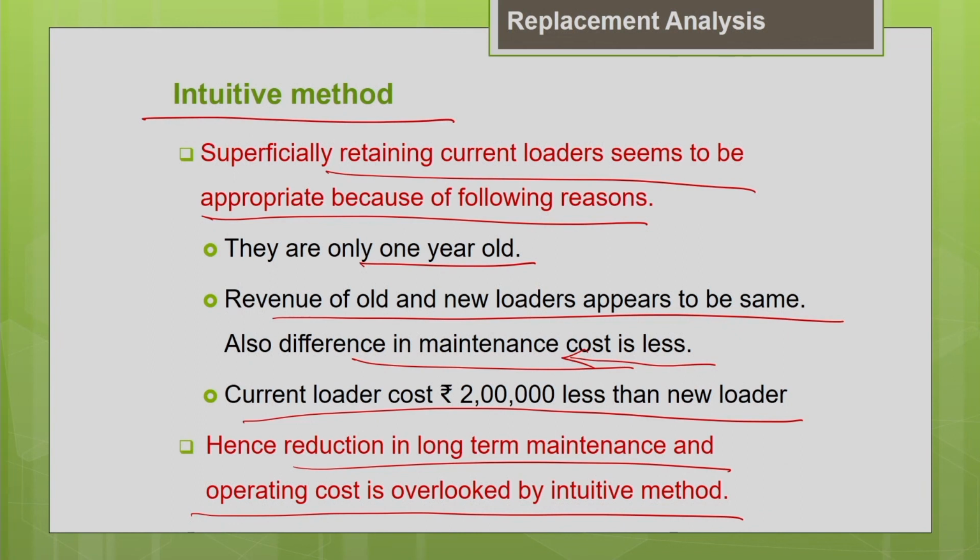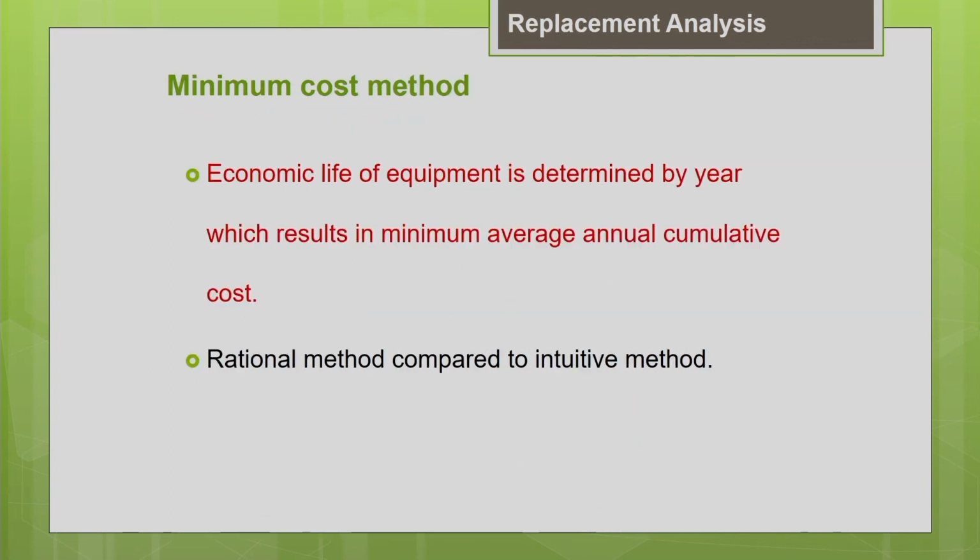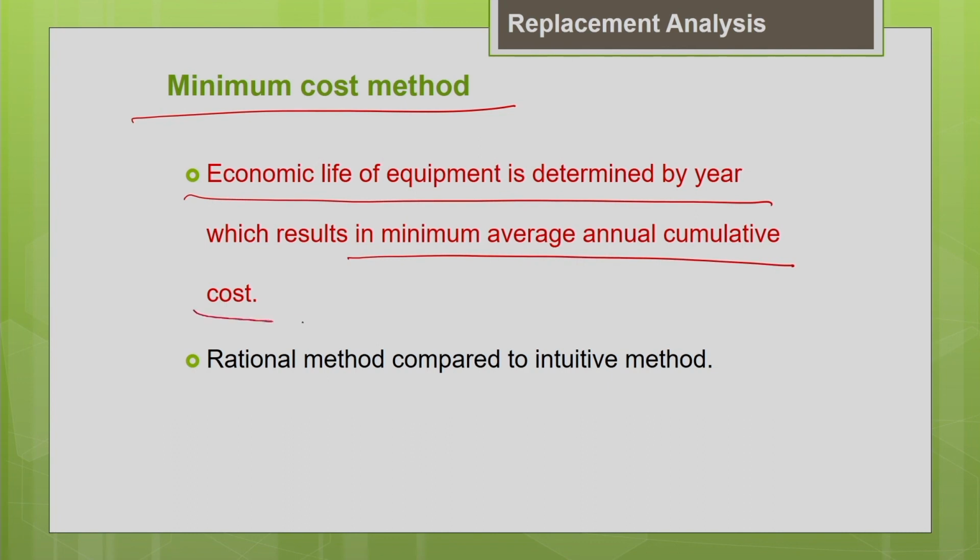Now let us look into the other approaches which are available. As discussed by Dr. James Douglas, the next approach is the minimum cost method. In the minimum cost method, whatever we have discussed in the earlier lecture, the same way we are going to determine the economic life of the machine in this approach also. The economic life of the equipment is determined by the year which results in minimum average annual cumulative cost.